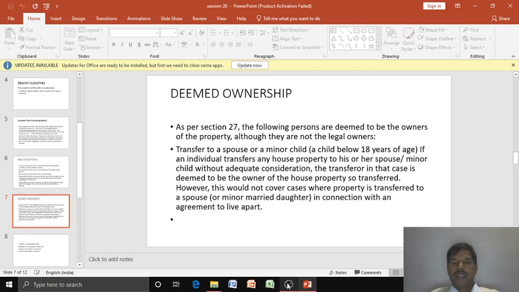However, this would not cover cases where property is transferred to a spouse or minor married daughter in connection with an agreement to live apart. If it is so, no liability.